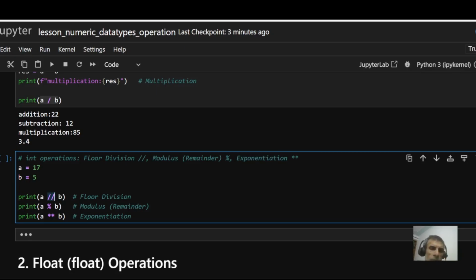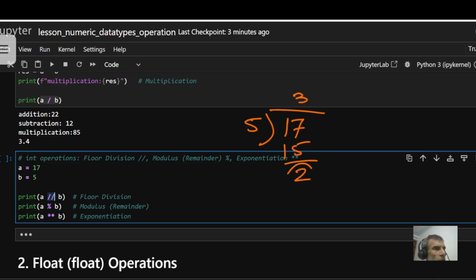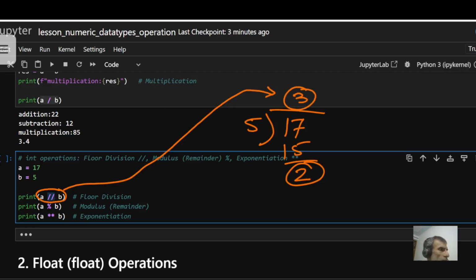So what's happening is this. My a is 17, so this is going to be written like this, with your 5 going into 17. When you divide 17 by 5, 5 goes into 17 three times, which is 15, and the remainder is 2. The 3 is your floor division, and the remainder is this part right here.